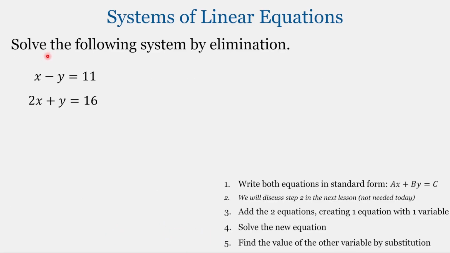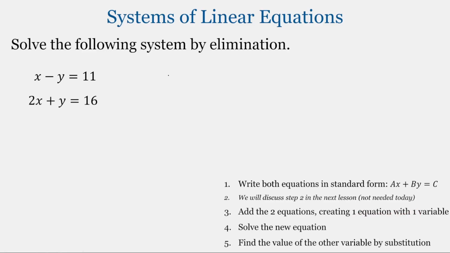So let's practice a few. We're going to solve the following system by elimination. We have x minus y equal to 11 and 2x plus y equal to 16. So the first step is to write both equations in standard form. Both of these equations are in standard form. The next step is to add the two equations, creating one equation with one variable.